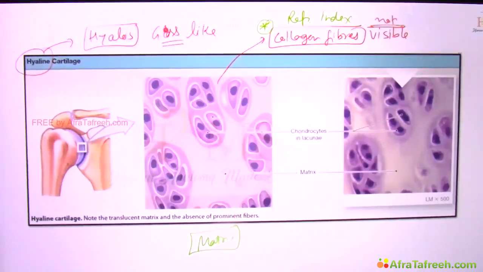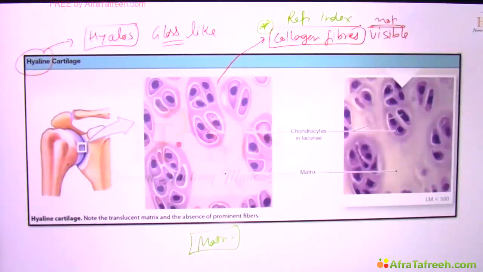And what is the other feature? Where do you find it? At many places. Actually, in most of the body, it is hyaline cartilage. One example is the articular cartilage, which is lining the end of the bone to keep the end of the bone smooth. Yes, articular cartilage keeps the end of the bone smooth, and it is hyaline cartilage.